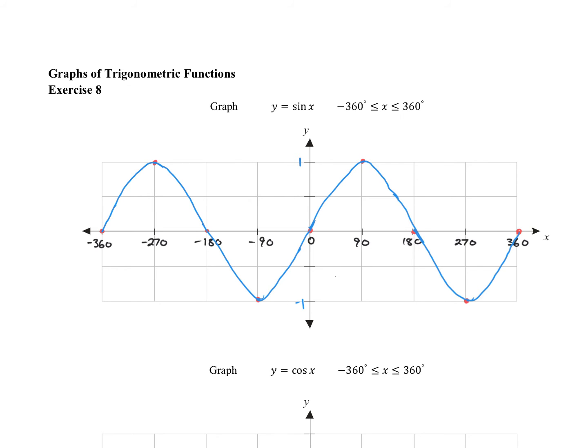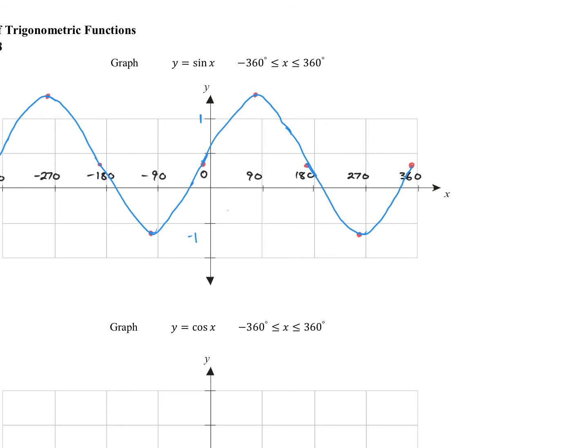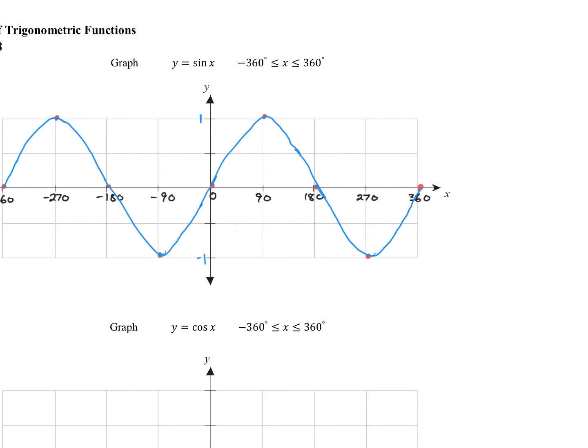So if I was to continue this on, it would keep going up and then down and then up, and it would keep on going and going, okay? So at this point here, if we started there, where does it reach that point again? Well, it's here. So it's every 360 degrees, it's repeating itself.